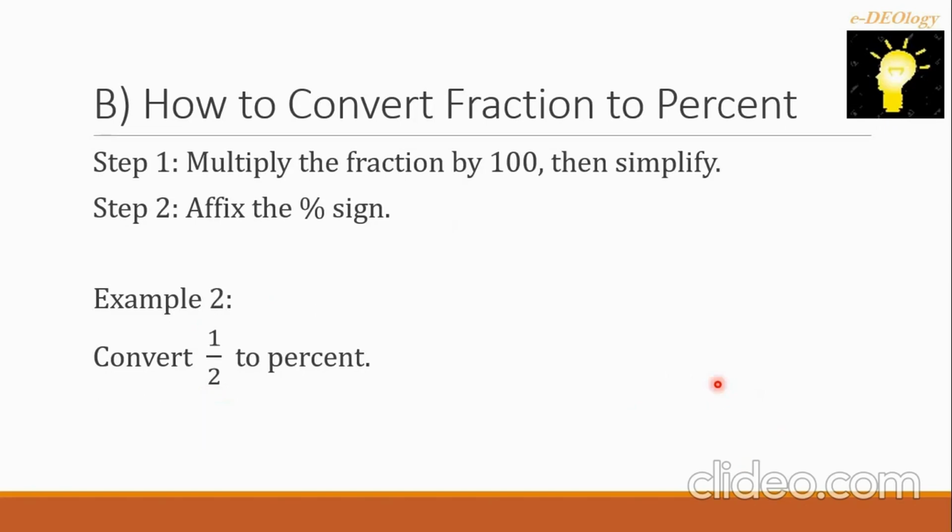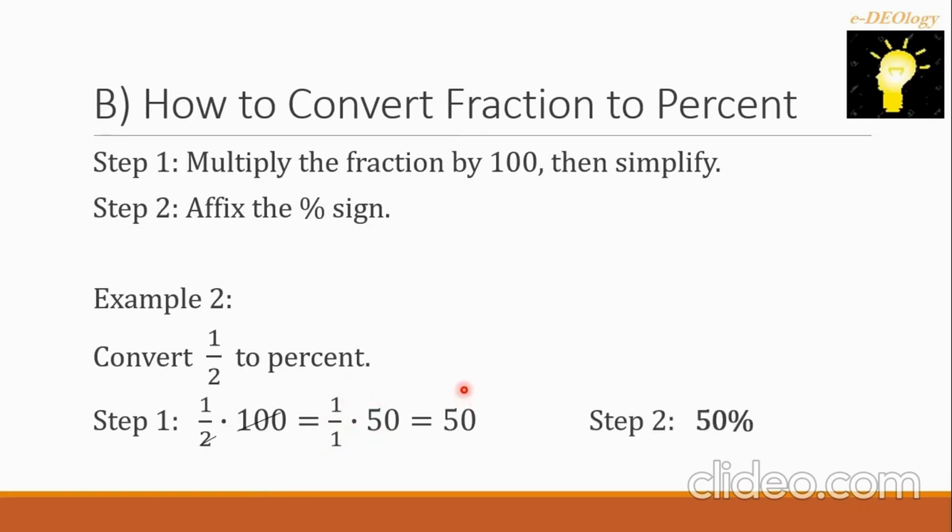Let's go to example 2. Convert 1/2 to percent. In step 1, we multiply by 100. So 1/2 times 100, then we can cancel the 2 and the 100. The 2 becomes 1, 100 becomes 50. So if we divide 1 by 1, this value is simply 1, and the value 1 multiplied by 50 is 50. And then for step 2, we will affix the percent sign. 50% is our final answer.